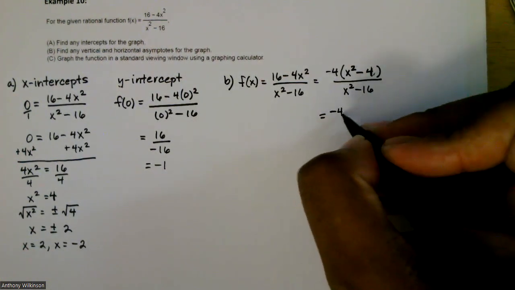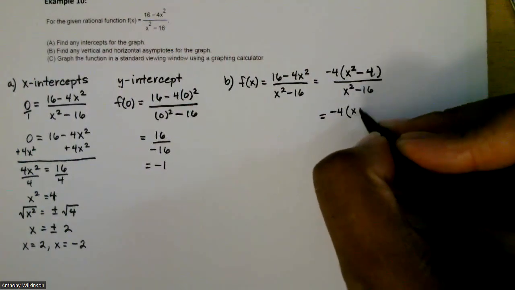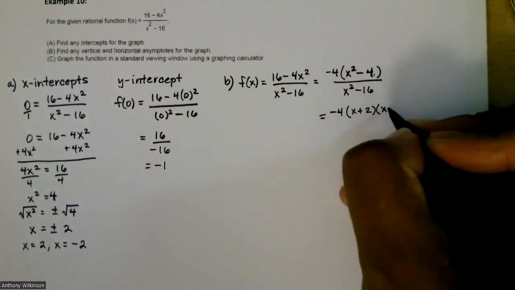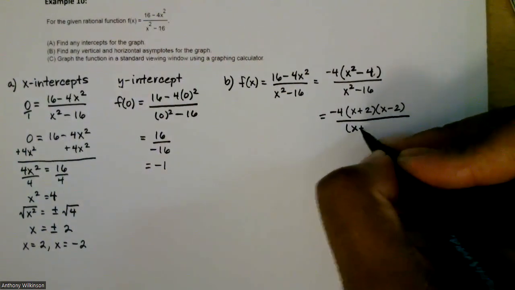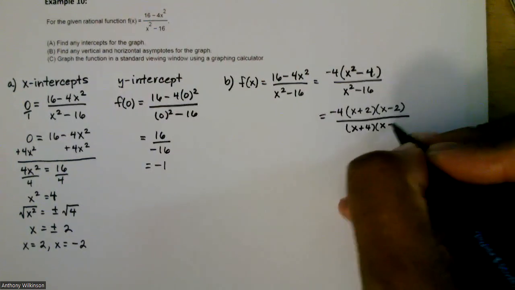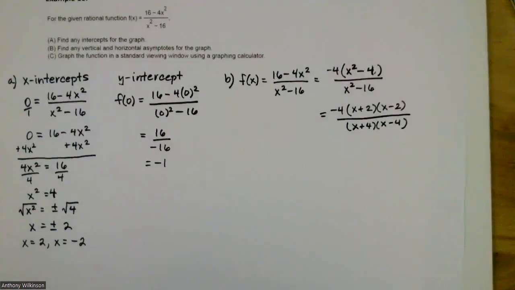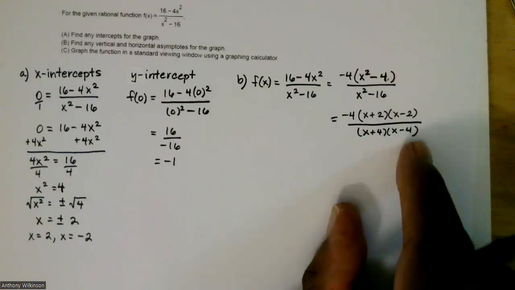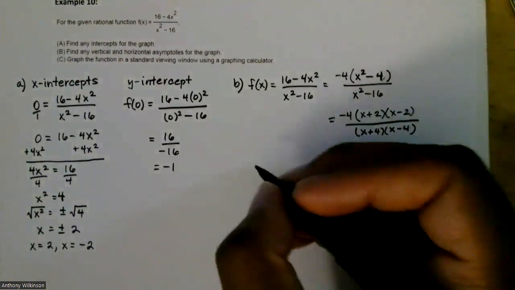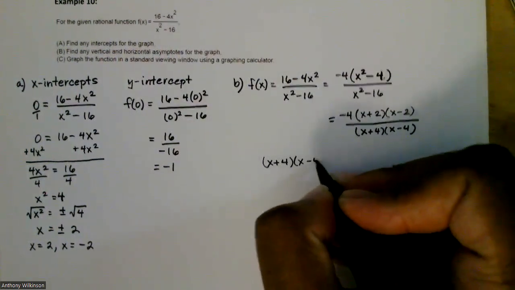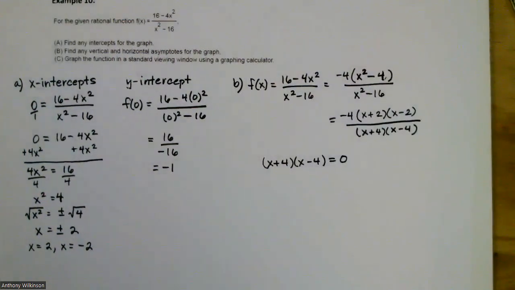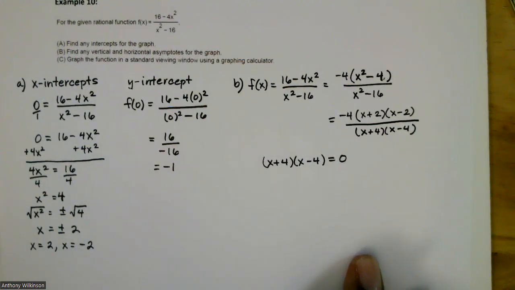All right, now let's factor x squared minus 4 into two binomials, x plus 2 times x minus 2. The denominator x squared minus 16 will be x plus 4 times x minus 4. Notice that there are no common factors here to divide out, so pretty much we can just go ahead and take that denominator of x plus 4 times x minus 4 and set that equal to 0 to find out what our vertical asymptotes will be.